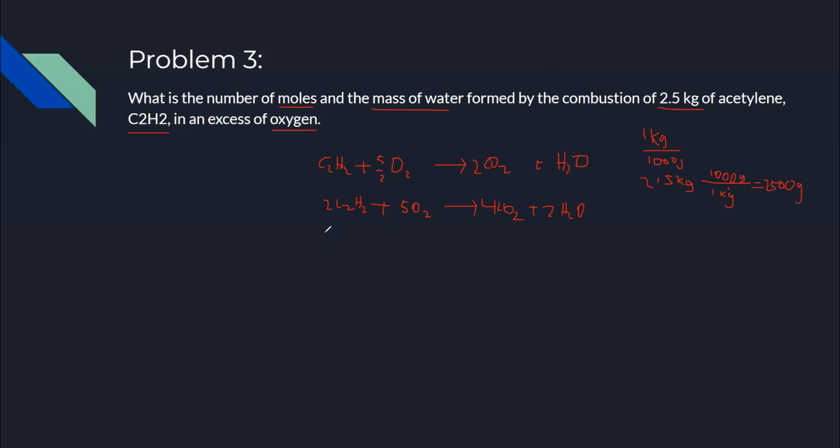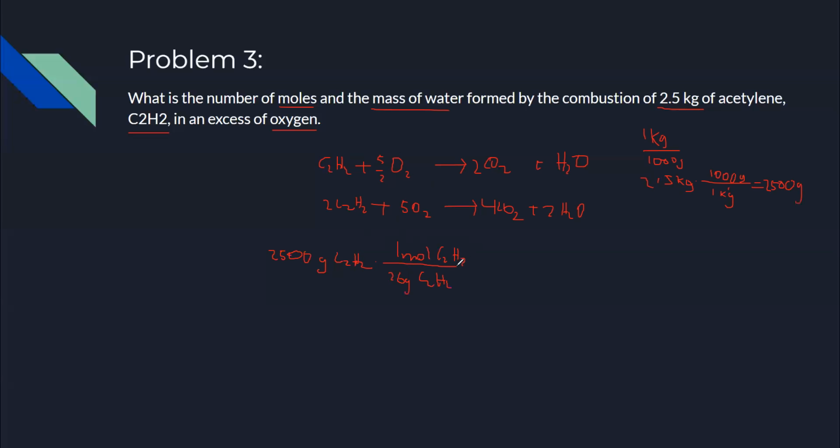So let's get started. 2,500 grams C2H2 times. So how many grams of C2H2 makes 1 mole of C2H2? So hydrogen is 1 gram, so you have 2 grams of hydrogen and 24 grams of carbon, so 26 grams C2H2 makes 1 mole of C2H2.